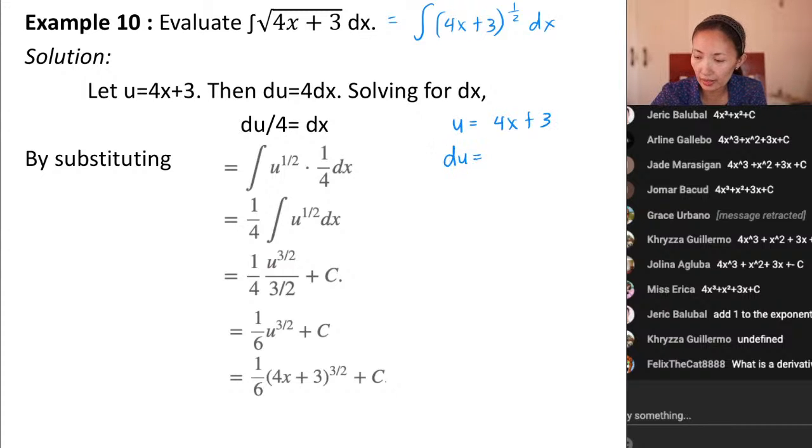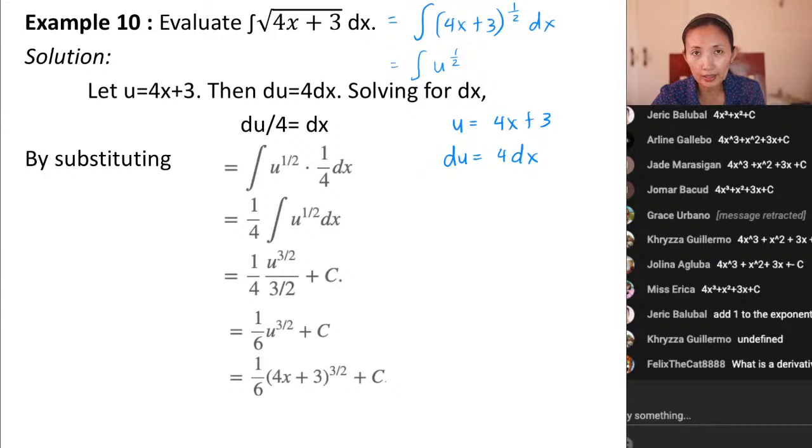Derivative of 4x is 4 dx. And the derivative of 3, which is a constant, is 0. So, our goal is to express the given in terms of u and du. So, in terms of u, I could now write this as u raised to 1/2.